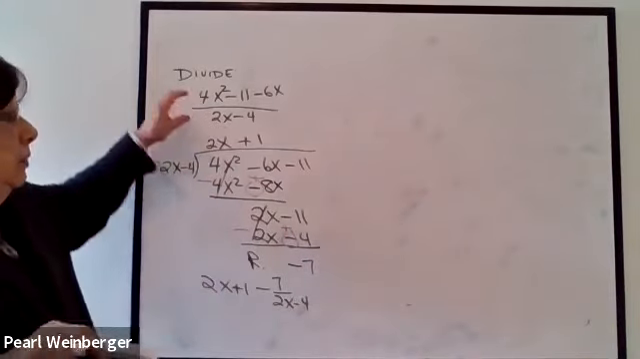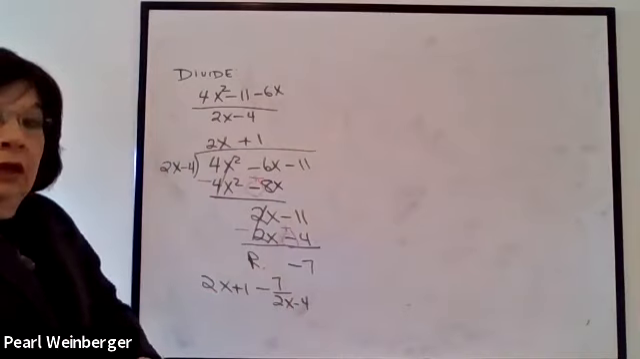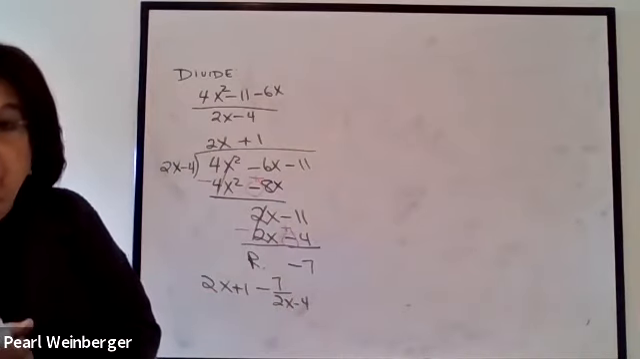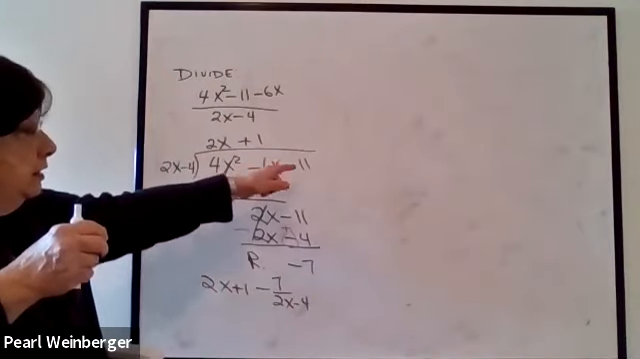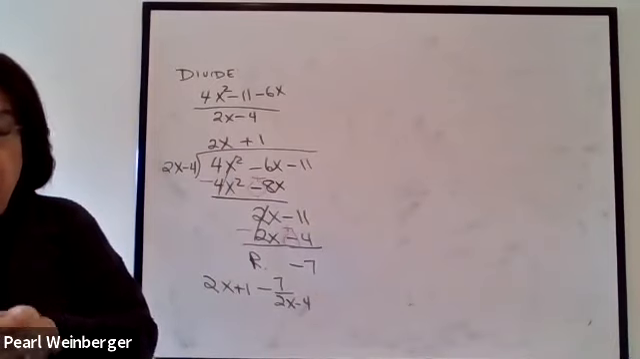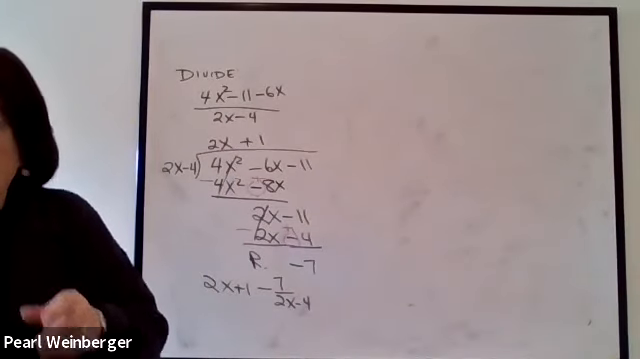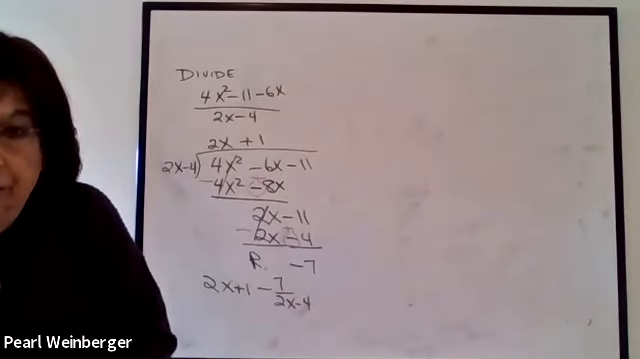Again, make sure that you have your terms in descending order. And if there's anything missing, in this case there was nothing missing, we started with an x squared, then we had an x, and we had a number. But if any term is missing, then you have to put in a 0 for it as a placeholder.